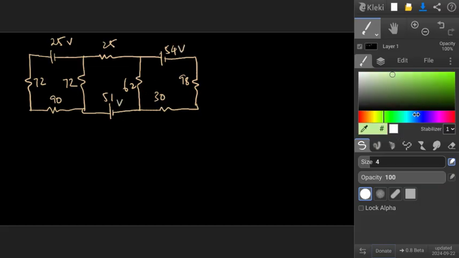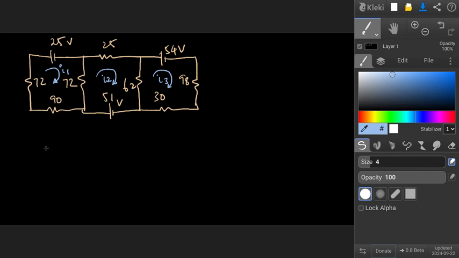So here we mark three loops. This is called loop one. Let's say the current here is I1, and this is called loop 2. The current here is I2, and this is loop 3. The current here is I3. So we have three rectangles or three squares. In the three loops, three currents I've identified.